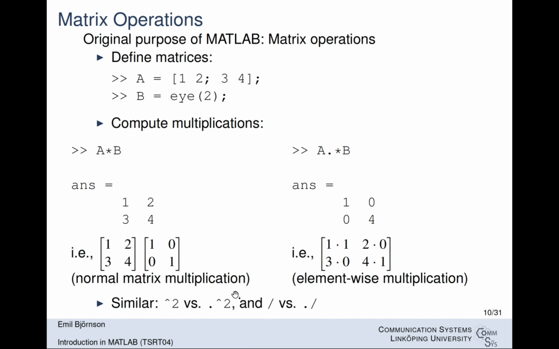And similarly, you can take a matrix to the power of 2, that means that you multiply the matrix with itself, or dot to the power of 2, then you take each element in the matrix and multiply it with itself. You can divide a matrix with another matrix. What really happens then is that you multiply with the inverse. And with dot divide, well, then you are dividing the elements element-wise between the two matrices.